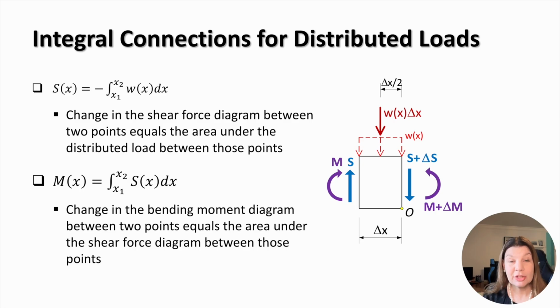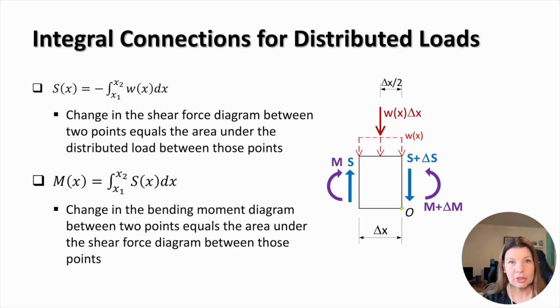These integral relationships allow us to interpret shear force and bending moment diagrams in terms of areas. The first relationship states that the change in the shear force diagram between 2 points is equal to the negative area under the distributed load between those points. This means that distributed loading accumulates to produce changes in shear force along the beam.